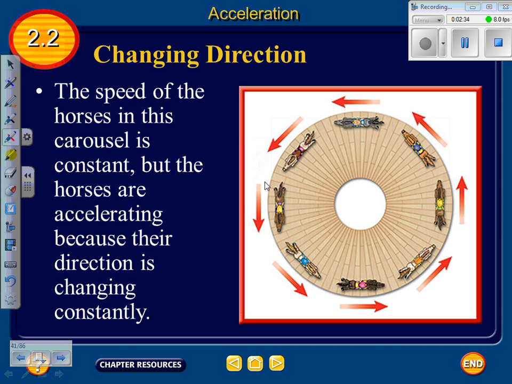And here's another example. The speed of the horses in a carousel is constant. They can be going around. Think of a merry-go-round. Their speed is constant, but they're constantly changing direction. So the horses are accelerating because the direction is changing.